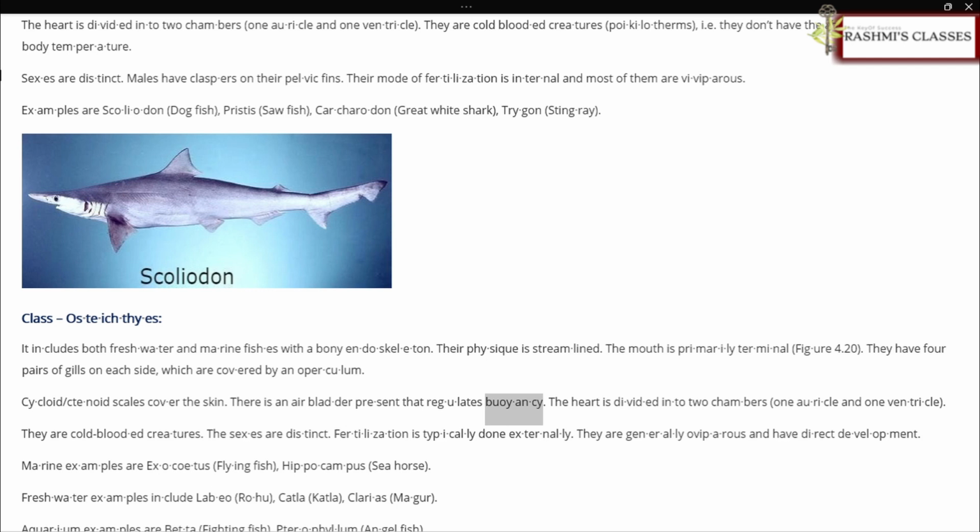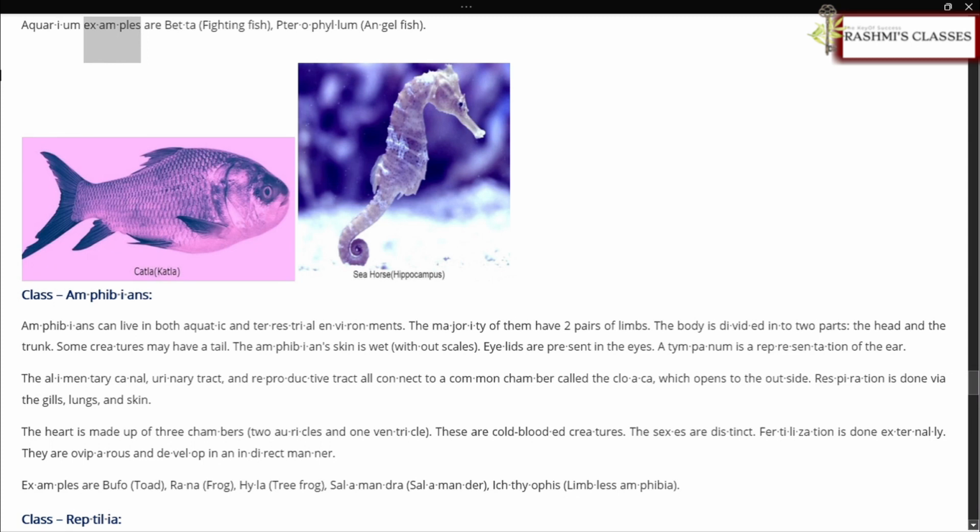The heart is divided into two chambers, one auricle and one ventricle. They are cold-blooded creatures. The sexes are distinct. Fertilization is typically external. They are generally oviparous and have direct development. Marine examples are Exocoetus, flying fish, Hippocampus, seahorse. Freshwater examples include Labeo, Rohu, Catla, Clarias, Magur. Aquarium examples are Betta, fighting fish, Pterophyllum, angel fish.